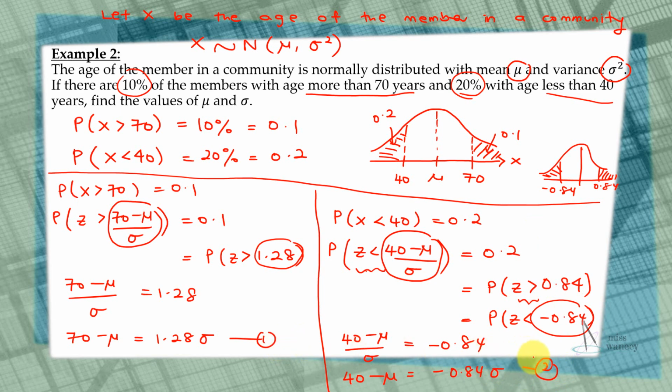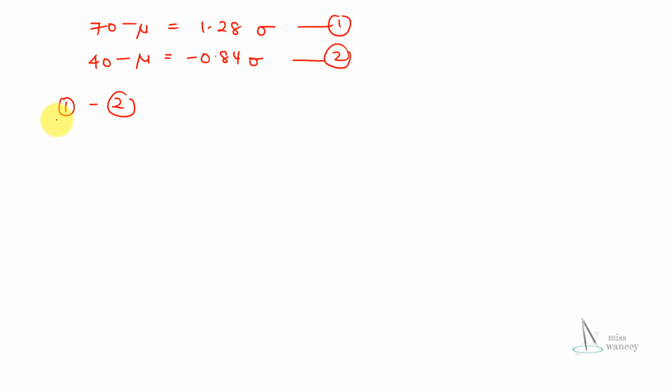First equation, second equation, we should solve them simultaneously. Use the first equation minus the second equation. We have 70 minus 40, so 30. Negative mu plus mu becomes 0. 1.28 plus 0.84 is equal to 2.12 sigma. Therefore, sigma is equal to 30 over 2.12, which is simply 14.15.